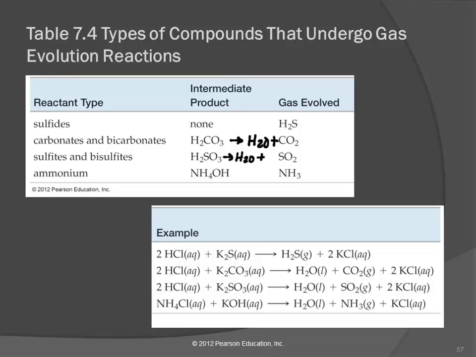If you react ammonium compounds, you can end up with ammonium hydroxide. Ammonium hydroxide also decomposes by losing a water molecule. So you subtract 2 hydrogens and an oxygen from NH4OH, and what's left? 1 nitrogen and 3 hydrogens, and that's ammonia. Ammonia is a gas at room temperature. Ammonia doesn't smell good either.